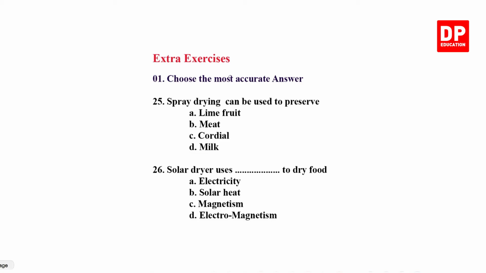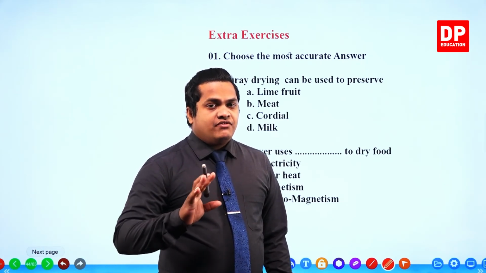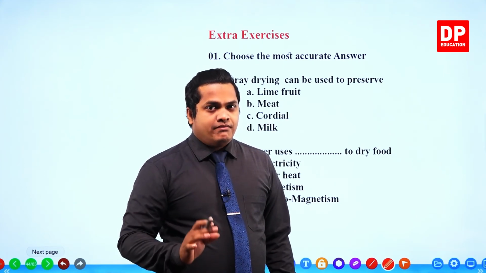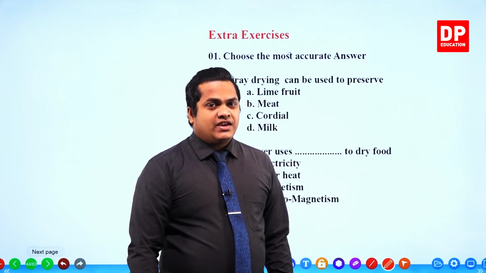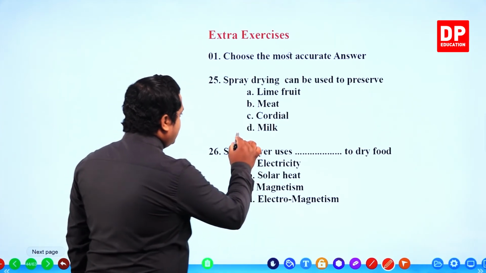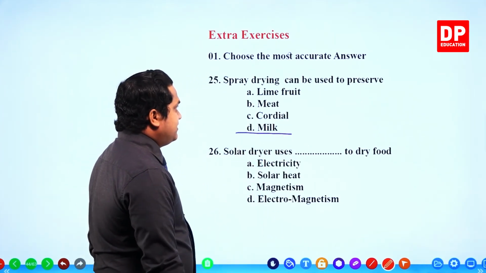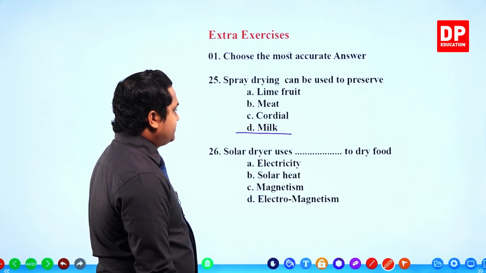Spray drying can be used to preserve what? It's really obvious, my dear children. In spray drying, we take the liquid and spray it onto a certain metal covering. In that way, we can collect the powder. So milk is the one which we can preserve using the spray drying process. Milk. Next one.